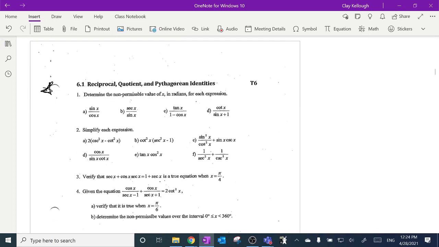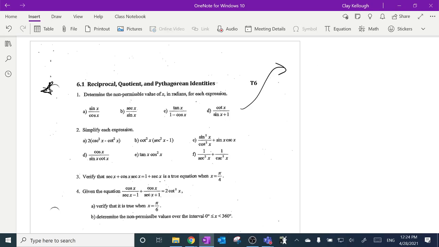They have the wrong answer for D. If I'm doing D and trying to find the non-permissible values, I know what they're thinking. They're thinking, oh, cotangent is 1 over tangent, and tangent would be 0 at pi by 2, and you can't divide by 0. So they actually say in the answer key that pi by 2 is a non-permissible value. And that's wrong, and I'll show you why.